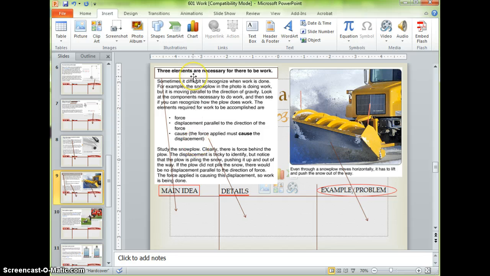So now we've got 3 elements are necessary for there to be work. Main idea. Details. What are the 3 things necessary for work? Force. So you got to have a push or a pull. Displacement. It's got to move somewhere. Got to have a distance. And there has to be something causing the displacement. This truck is causing the snow to move. If it goes up or down, you're doing work against gravity. If it goes side to side, you're doing work against friction. Make sure you understand the difference. Okay.